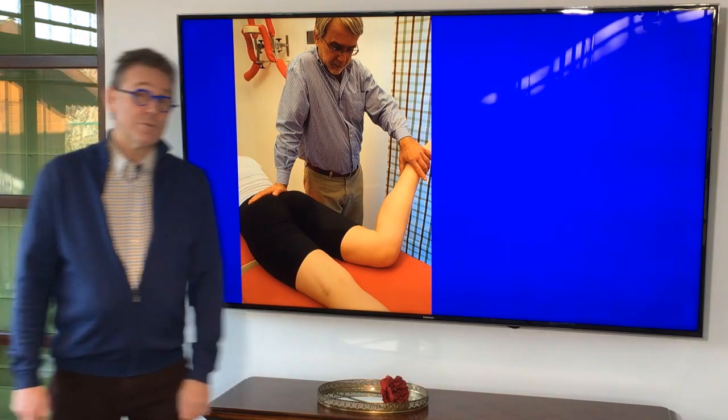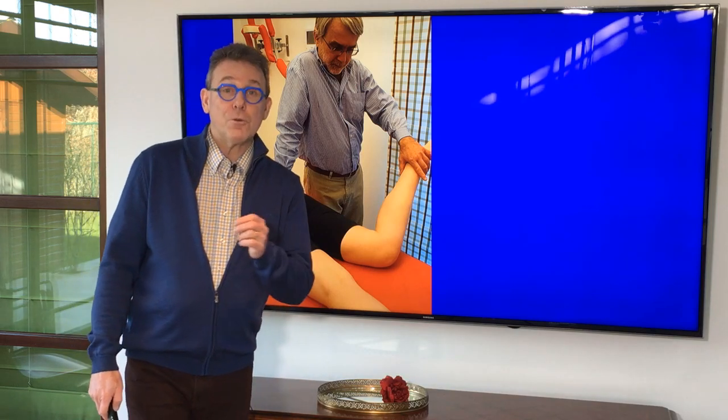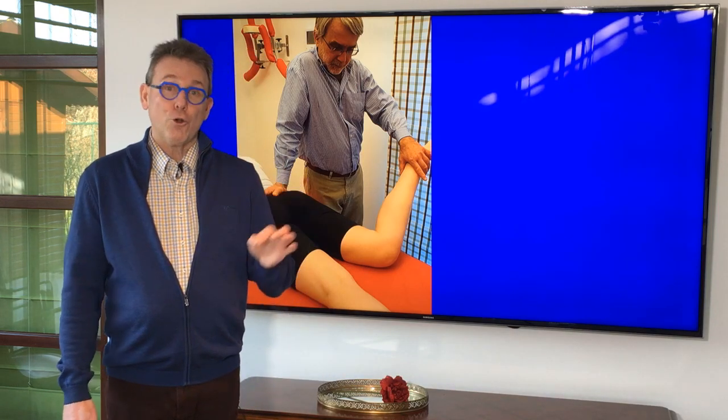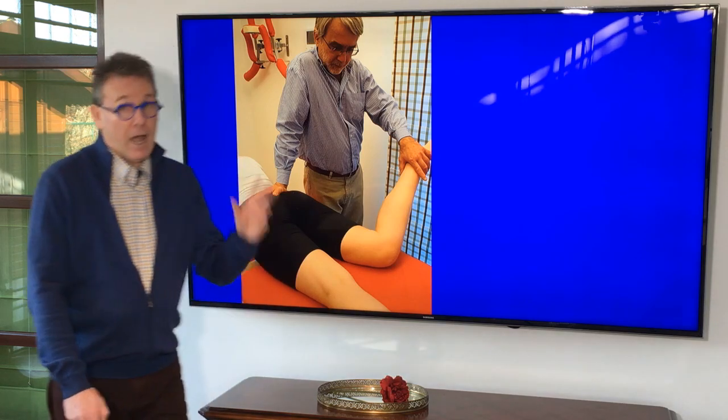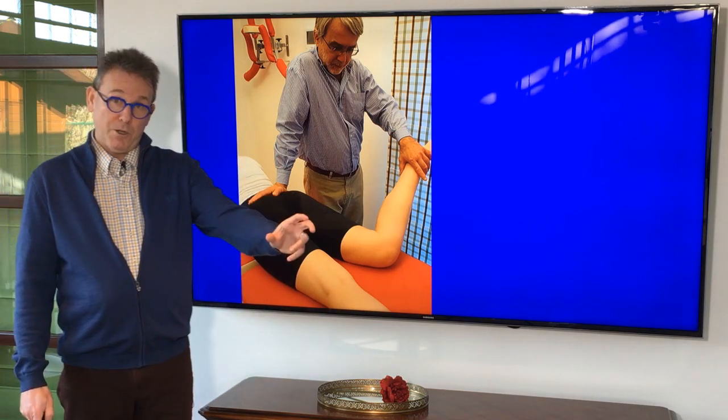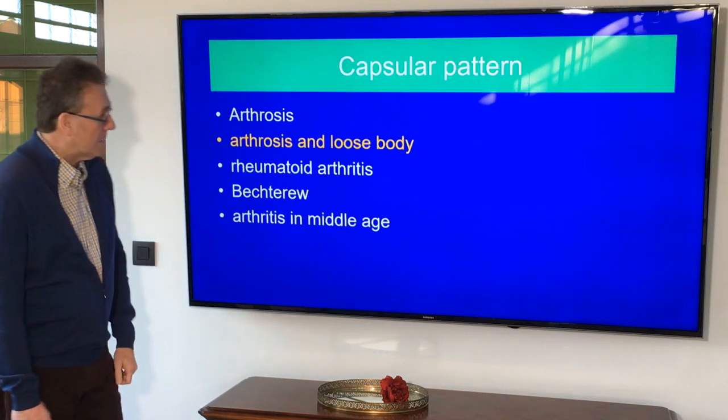Like in the shoulder, capsular stretch is not a pleasure treatment. No pain, no gain. Okay. And combine it with mobilization, combine it with exercise.